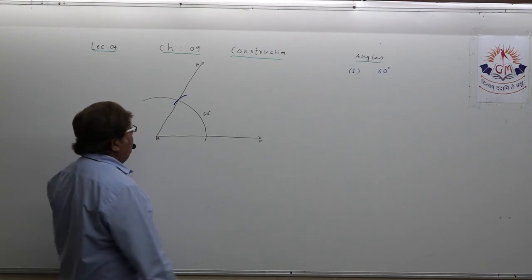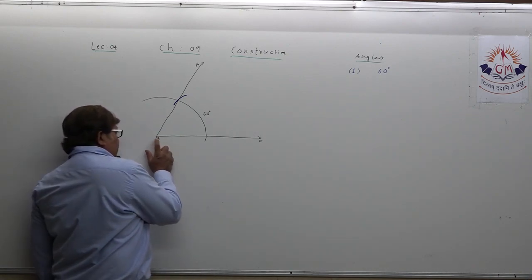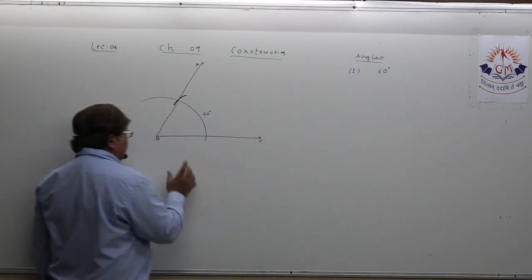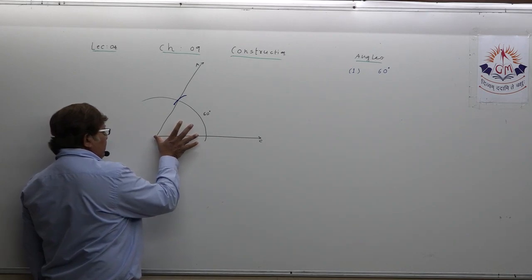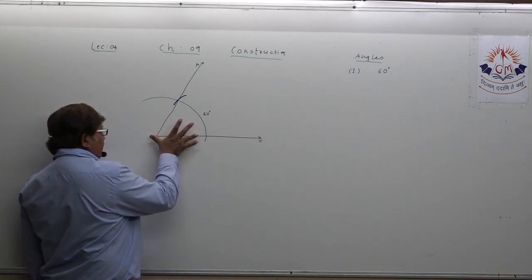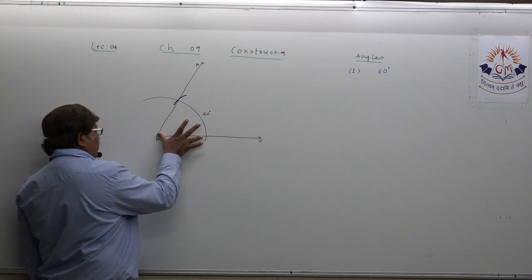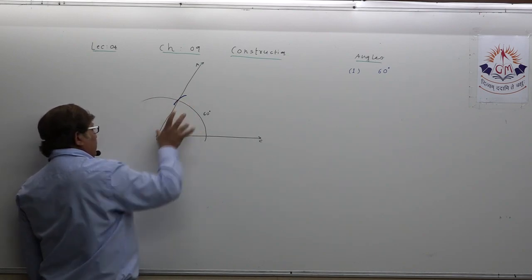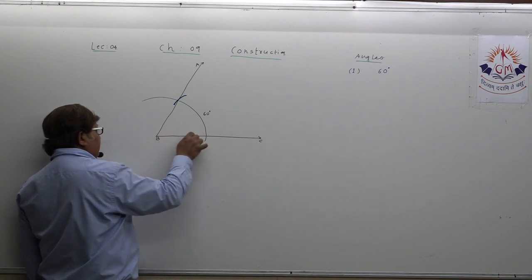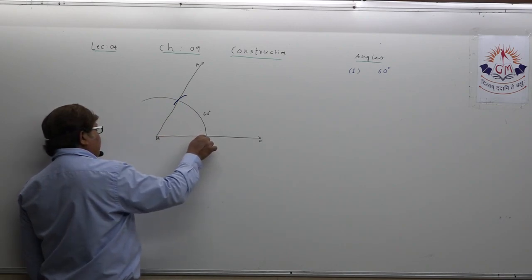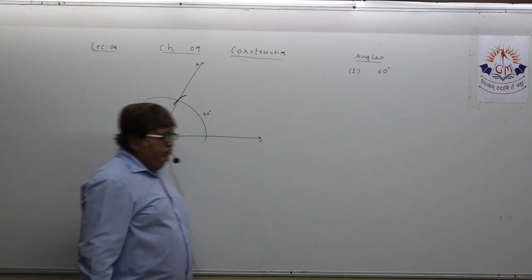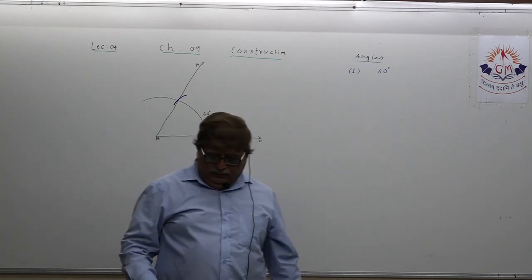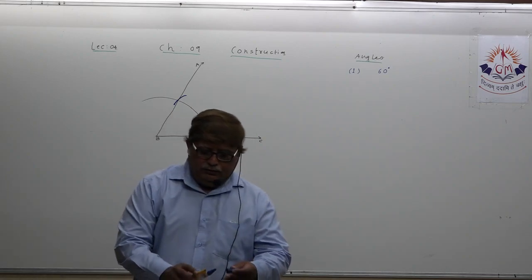What have we done? First you draw a ray, then place the compass at point B and, taking some appropriate radius, I mean not fixed, you draw an arc. Then keeping the same radius, center your compass here, cut the previous arc and draw a ray passing through this. This is how we can construct the angle of 60 degrees.